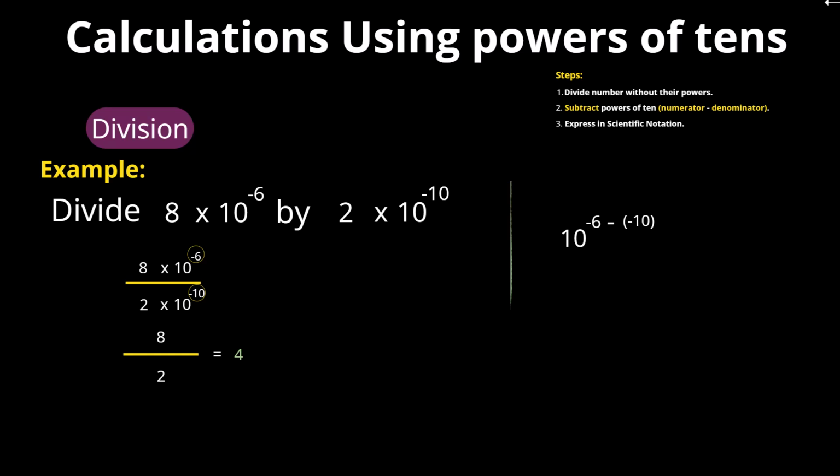As you can see, a negative and a negative will be positive. So we will have negative 6 plus 10. Now we can see that we will be left with 4. So 4 is our answer, and our new power of 10 is 10 to the 4th. Let's bring down the power of 10. Now we have 4 times 10 to the 4th power. And as you can see, that's already expressed in scientific notation, and that's our final answer.